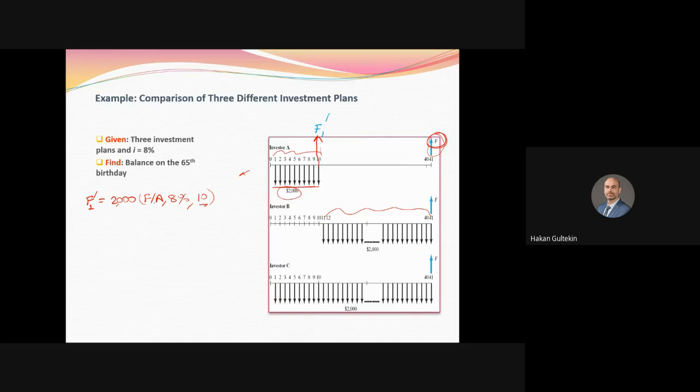F1 prime. Now, in order to find F1, I will multiply this F1 prime by, look, this is a single amount now at the end of year 10, and I will take that single amount, look, this P, not A, it's P, because this F1 prime is just a single amount, and I will move with an interest rate of 8%, but now I will shift it 31 periods forward. So it will be 31.